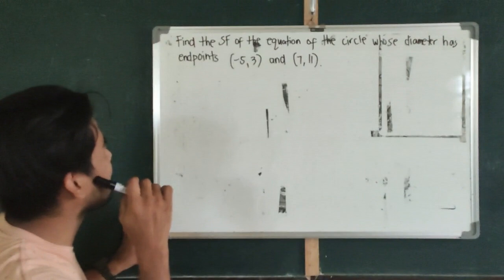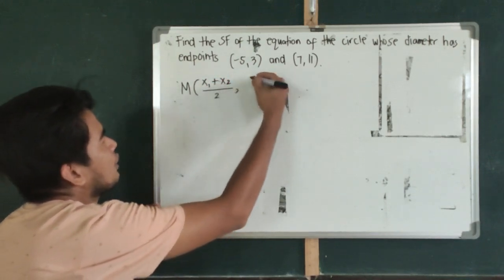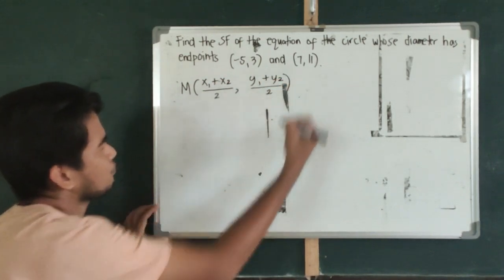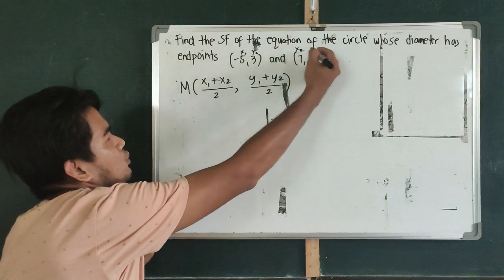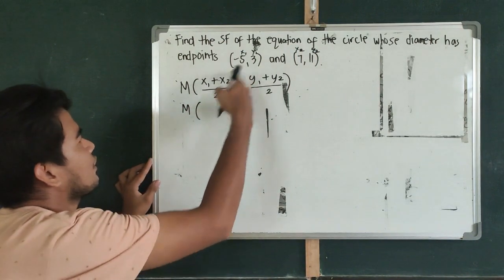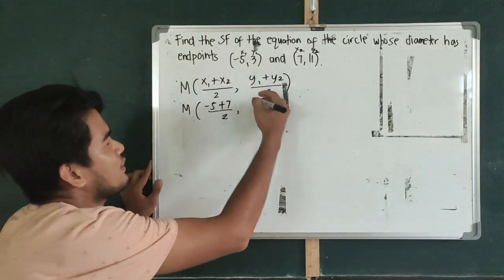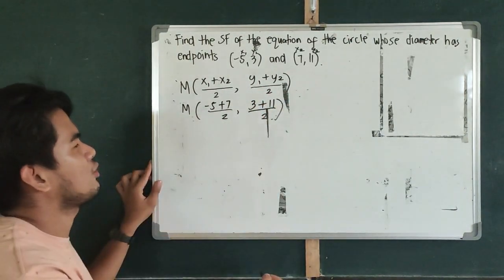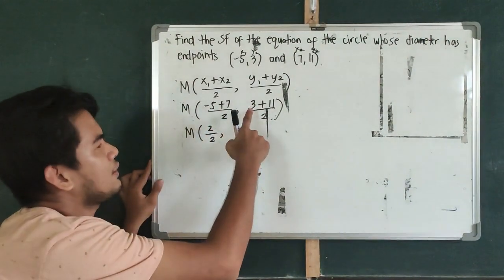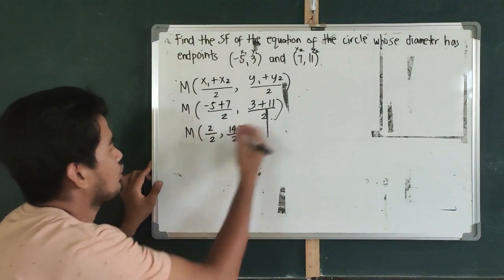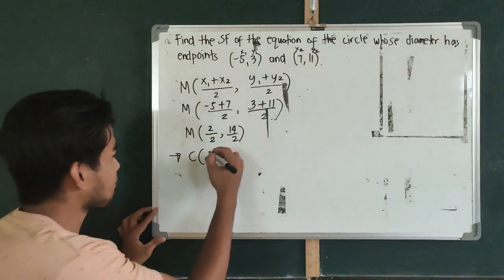How do we do that? Of course, we use the midpoint formula: x sub 1 plus x sub 2 all over 2, and y sub 1 plus y sub 2 all over 2. Let's consider these as x sub 1, y sub 1, and x sub 2, y sub 2. So this will be negative 5 plus 7 all over 2, and 3 plus 11 all over 2. Simplifying, negative 5 plus 7 is positive 2 divided by 2, then 3 plus 11 is 14 divided by 2. Therefore, the midpoint and the center of the circle will be 1, 7.